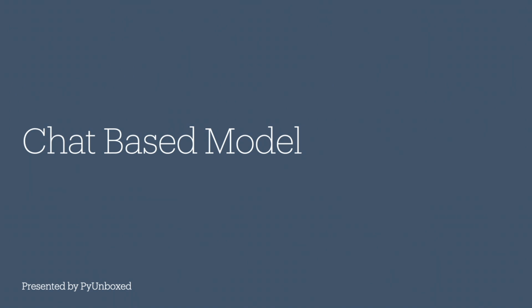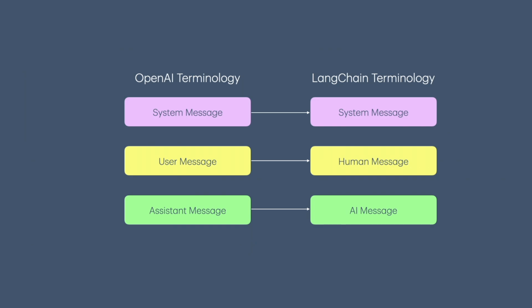that there are a few different terms. So we discussed three terms. One was system message, second was user message, and third was the assistant message. Now these are terminologies specific to OpenAI. However, LangChain has slightly different terminologies. So system message remains the same. User message is called human message, and assistant message is called AI message.